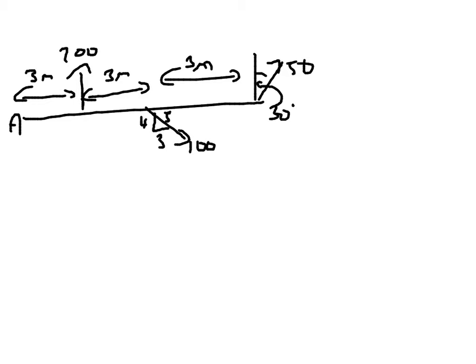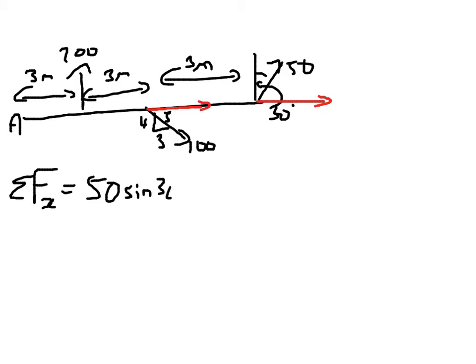The first thing you do is find your resultant forces in X and Y. The sum of your forces in the X direction is going to equal an X component of this 50 kilonewton force, and an X component of the 100 kilonewton force. So it's going to be 50 sine 30 plus 3/5 of 100, and that's going to equal 85 kilonewtons.